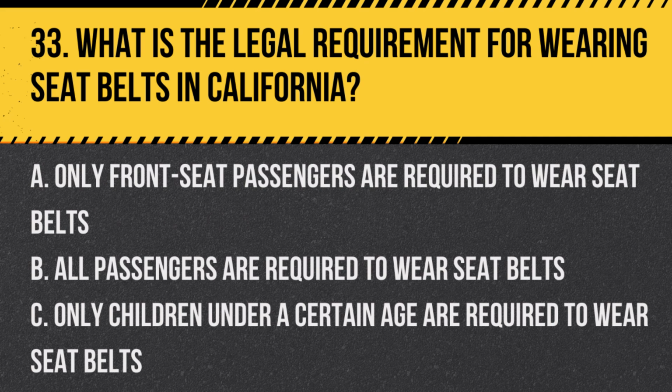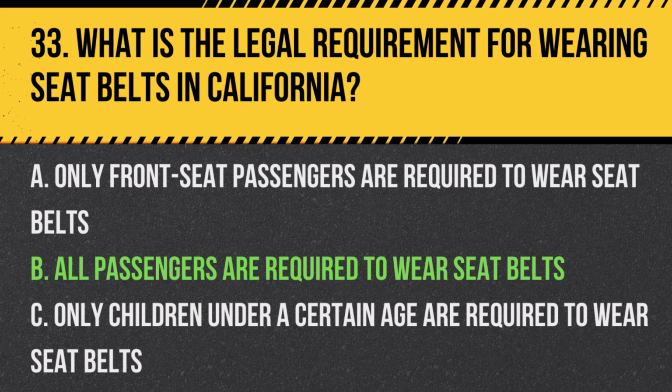Question 33. What is the legal requirement for wearing seatbelts in California? A. Only front seat passengers are required to wear seatbelts. B. All passengers are required to wear seatbelts. C. Only children under a certain age are required to wear seatbelts. Answer: B. All passengers are required to wear seatbelts. In California, all passengers in a motor vehicle are required to wear seatbelts, regardless of their seating position in the vehicle.